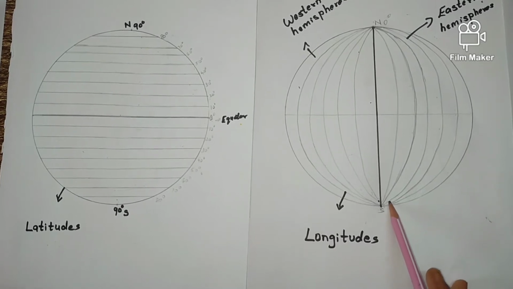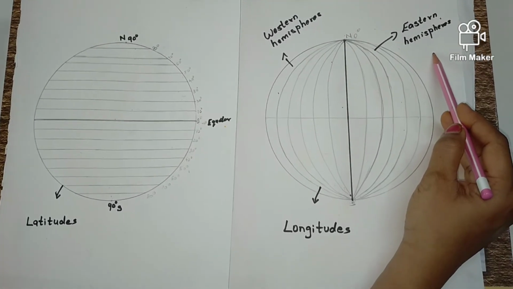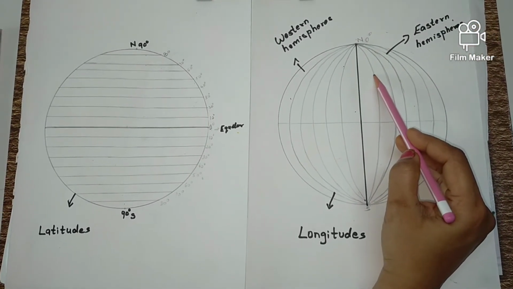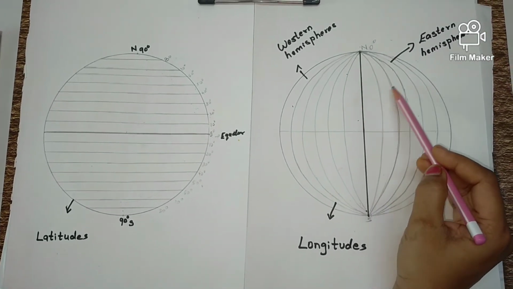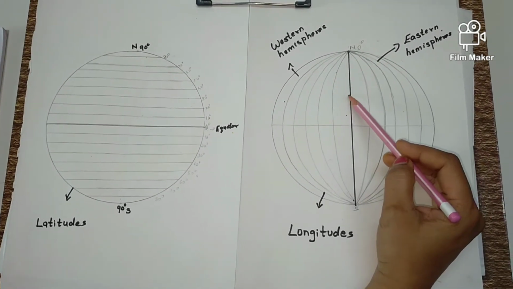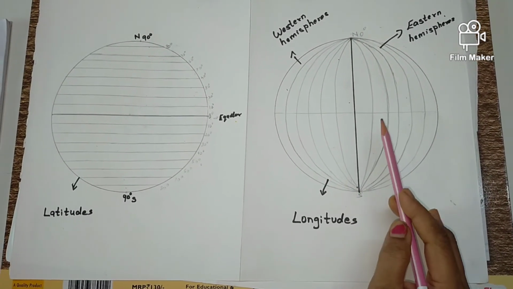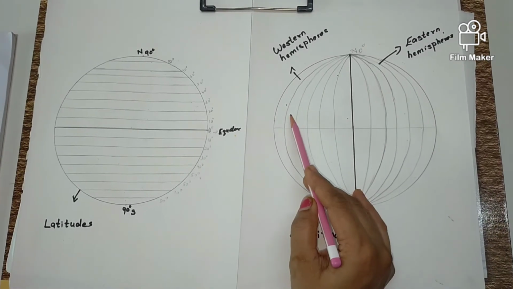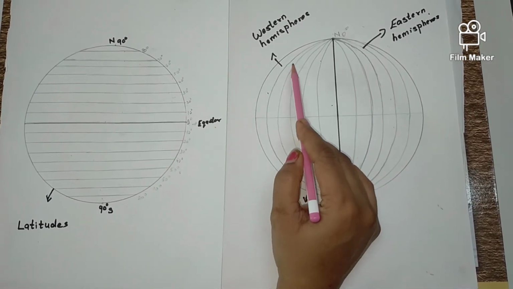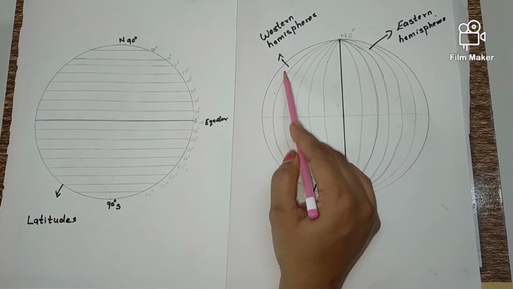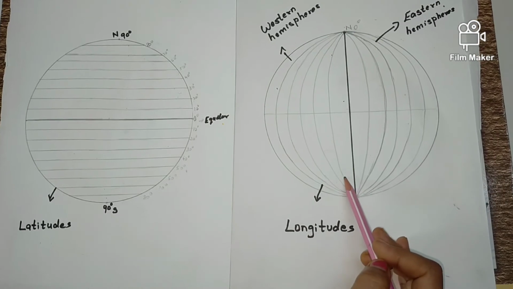Now, the meridians which are in the eastern hemisphere are labeled as 10 degree east, 25 degree east, 135 degree east. Why do we say east? Because these meridians are on the eastern side of the prime meridian. And the meridians which lie in the western hemisphere are called 10 degree west, 25 degree west and 35 degree west, because they lie on the western side of the prime meridian.